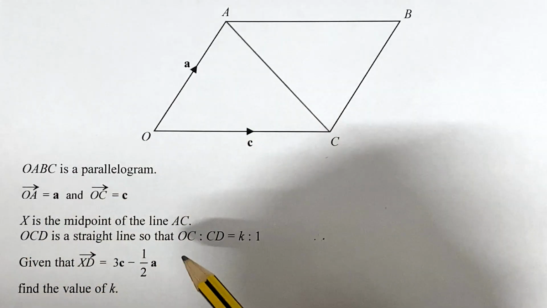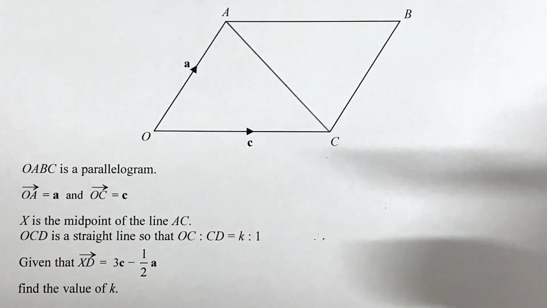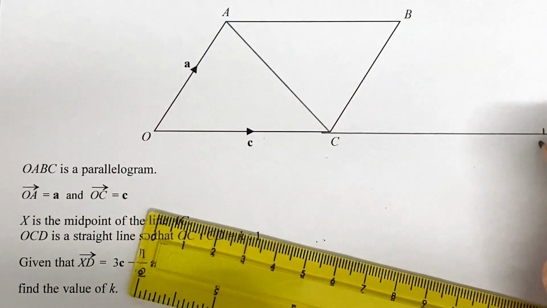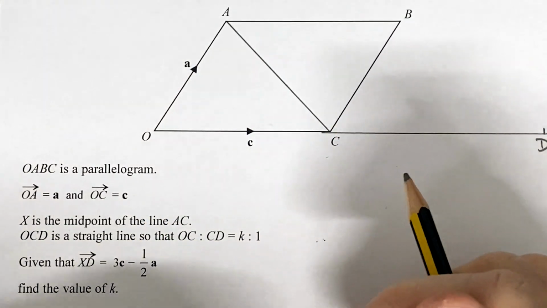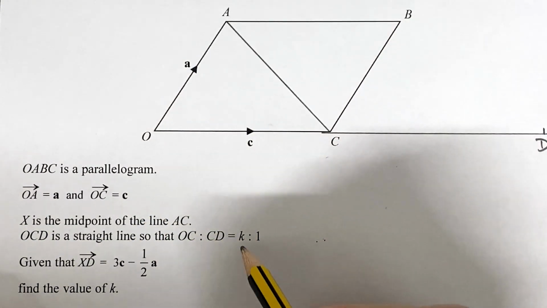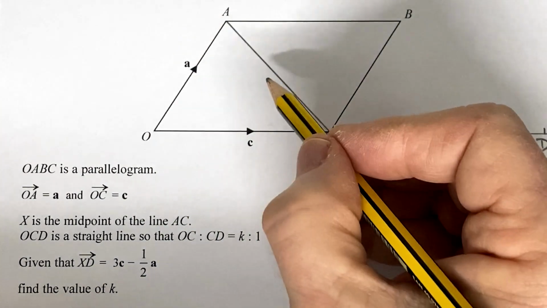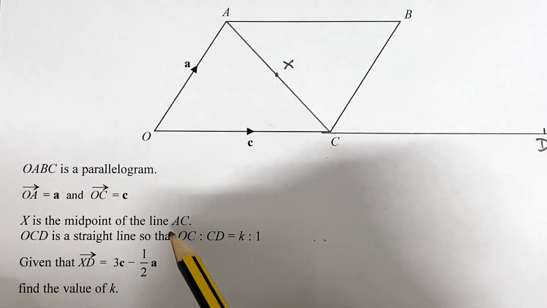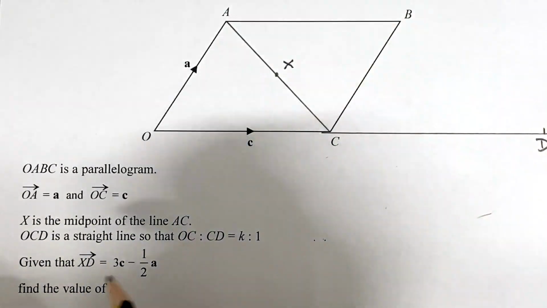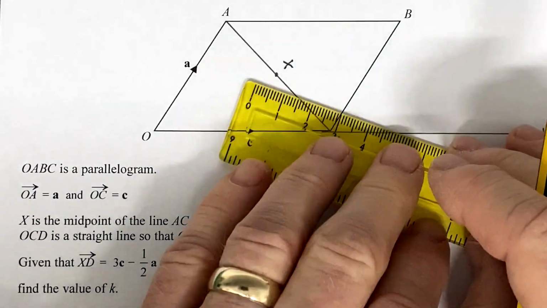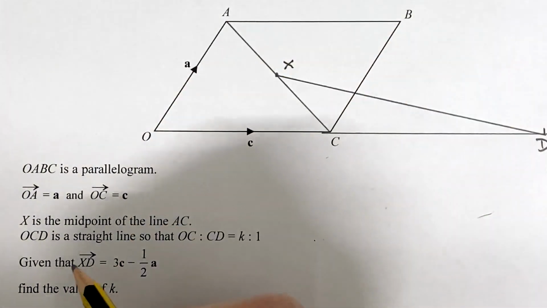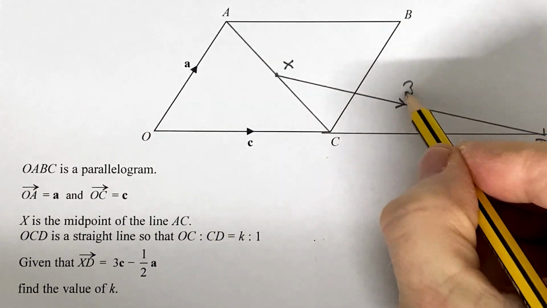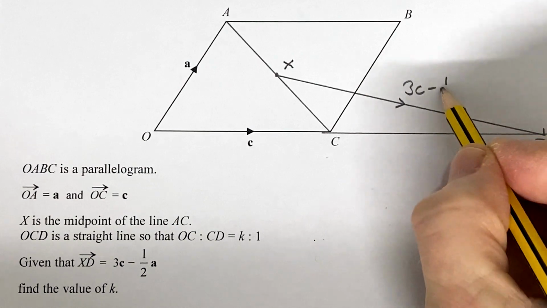OCD is a straight line, so that OC to CD is K to 1. So we need to extend this line, and D is somewhere over there. We don't know where it is yet, but we do know that OC to CD is K to 1. Oh, remember, I haven't put in the midpoint yet, X. X is the midpoint of the line AC. Now they've told us that XD has a value, so let's draw XD on. And look, it's going from X to D, so we've got to go that way. And that value is 3C minus a half A.